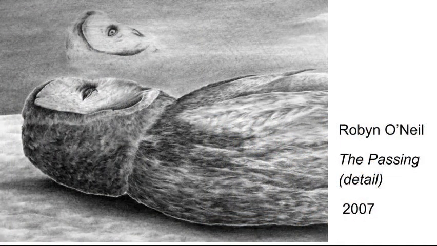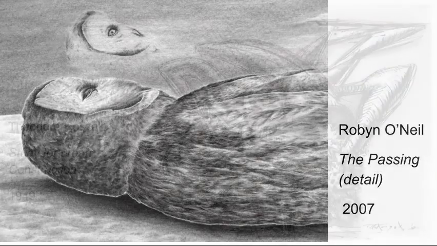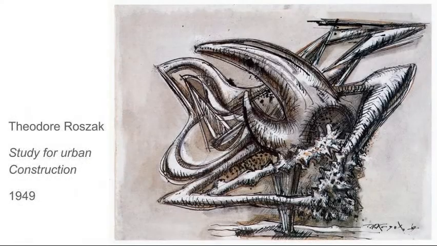Robin O'Neill is an American artist known for her large-scale graphite on paper drawings. The line work here is soft, but still reaches a large range of tonal changes. Theodore Roszak was a Polish-American sculptor and painter. This drawing is actually a study for a sculpture. The values added to this artwork add form so the sculptor can visualize the form in 3 dimensions.